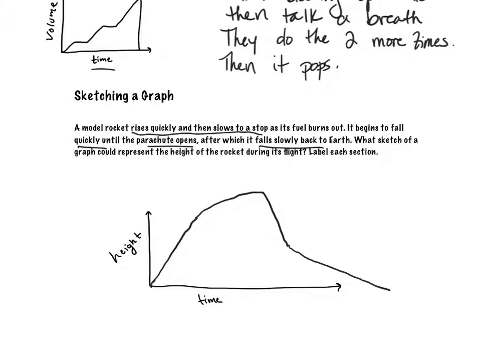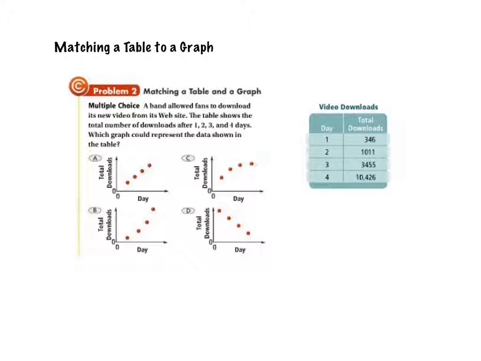All right, last thing to talk about. We also represent graphs using tables. We've all seen tables before, I hope, and matching them. When I look at this, it's giving me the story that says a band allowed fans to download its new video from its website. The table shows the number of downloads after days 1, 2, 3, and 4. Now which graph could represent that data?